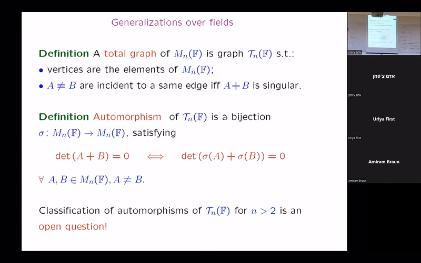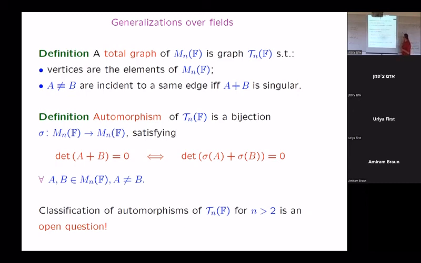For, say, the zero divisors graph. Again, and here we deal with singularity. So what is called the total graph is a graph such that again vertices are just matrices, and we write an edge if the sum is singular. So it is an open problem.